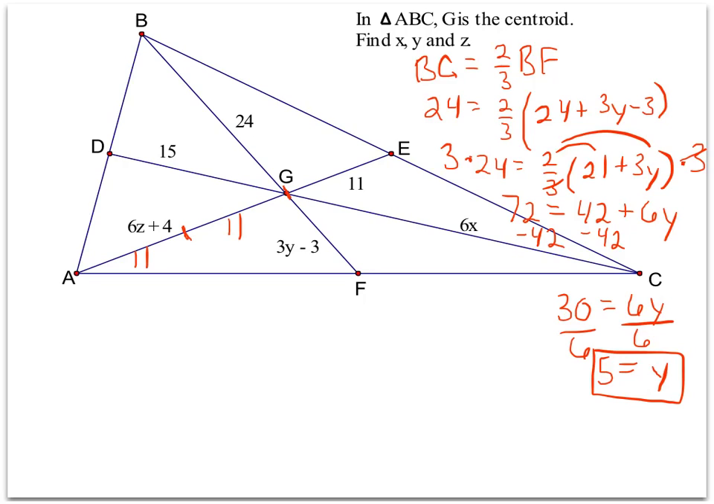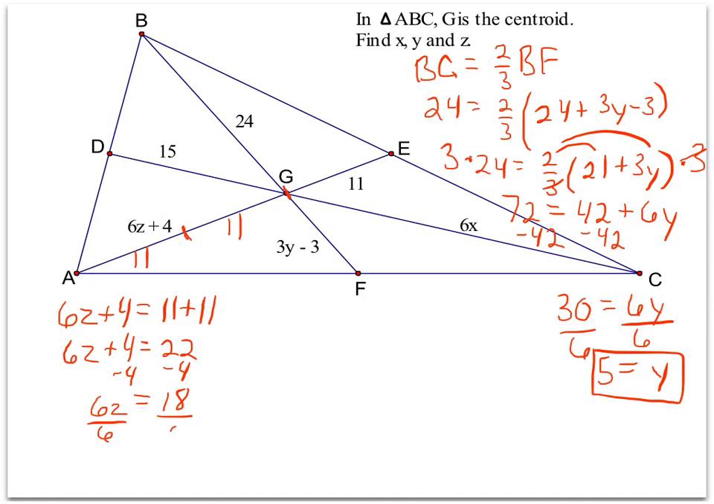So, in other words, AG is equal to 11 plus 11. So 6Z plus 4 is equal to 11 plus 11. This is a little bit easier to solve. 6Z plus 4 is equal to 22. Subtract 4 from both sides, and 6z is equal to 18. Divide both sides by 6, and we get that z is equal to 3.